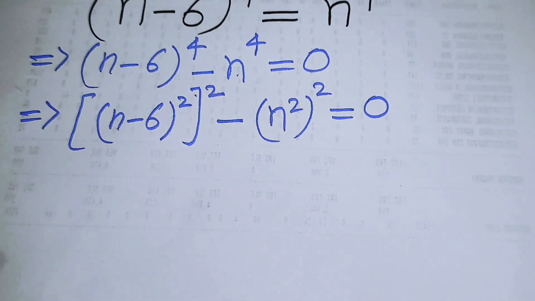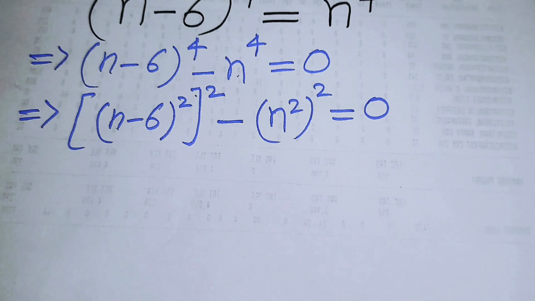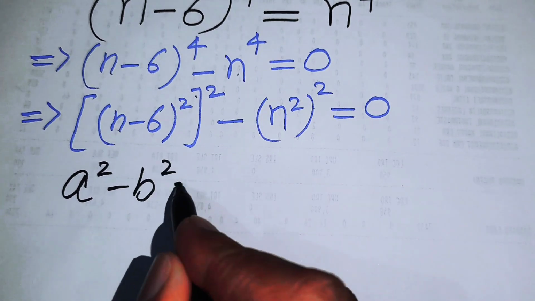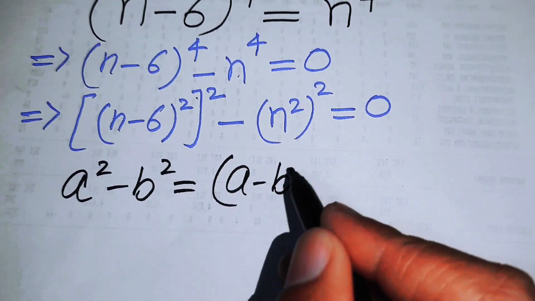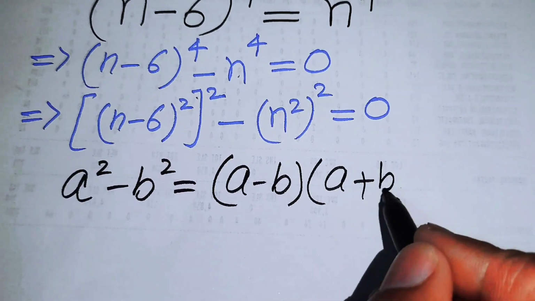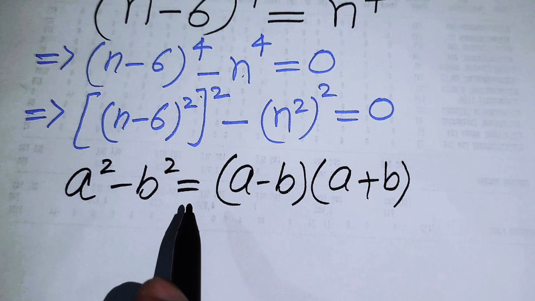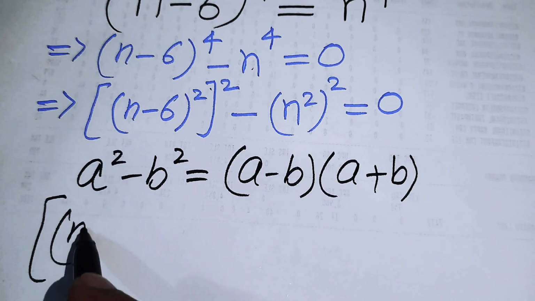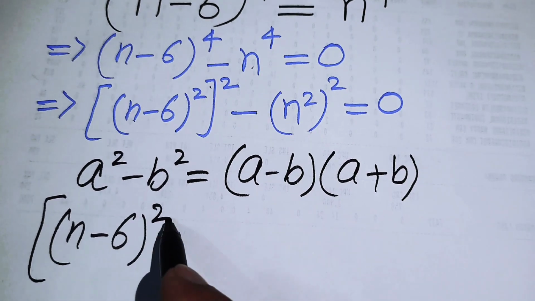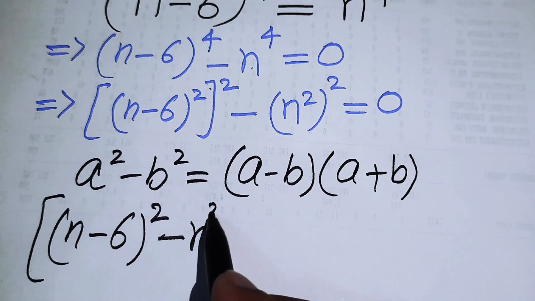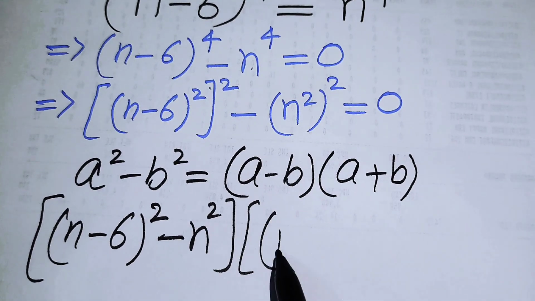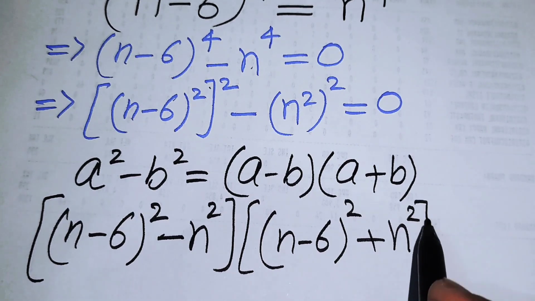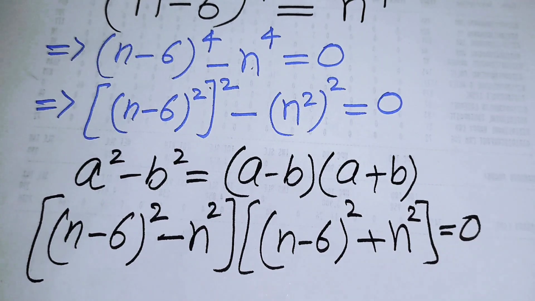So in the next step we will use the nice square identity, and you know about this identity. If we have a squared minus b squared, it equals (a minus b) times (a plus b). So now we use this identity in the above expression, and it will look like this: ((n minus 6) squared minus n squared) times ((n minus 6) squared plus n squared) equals 0.